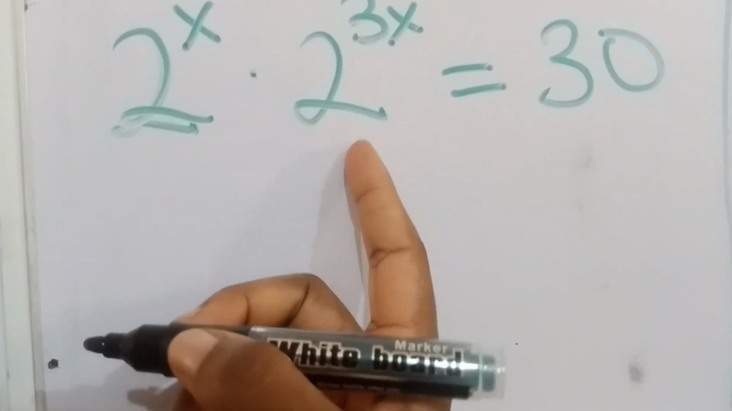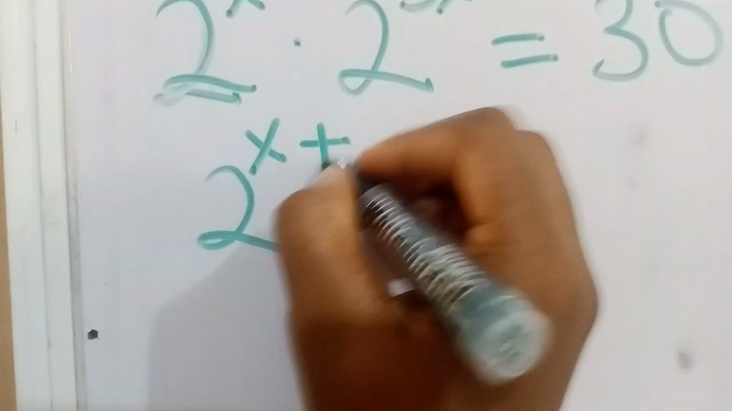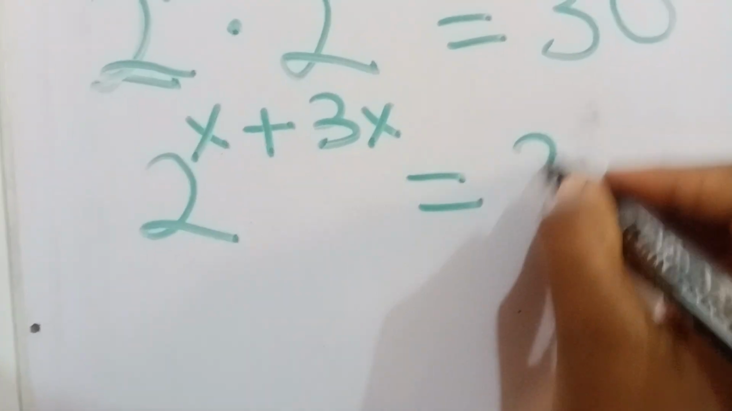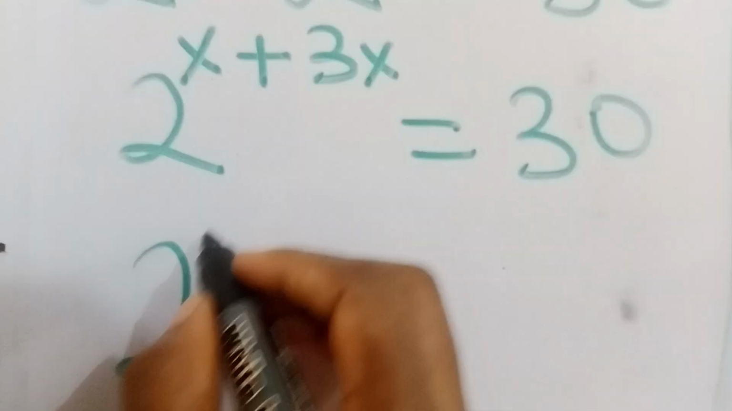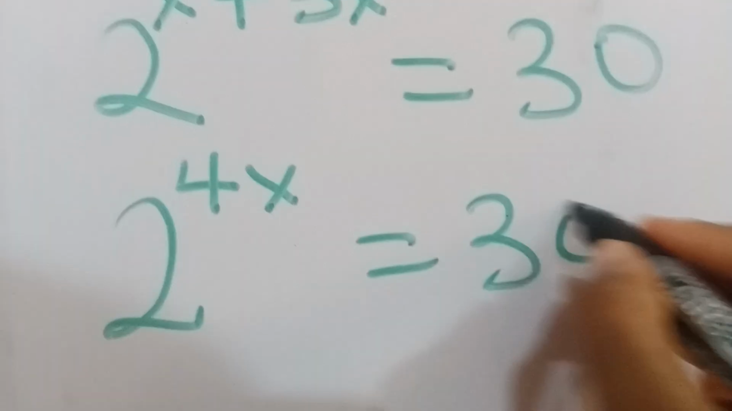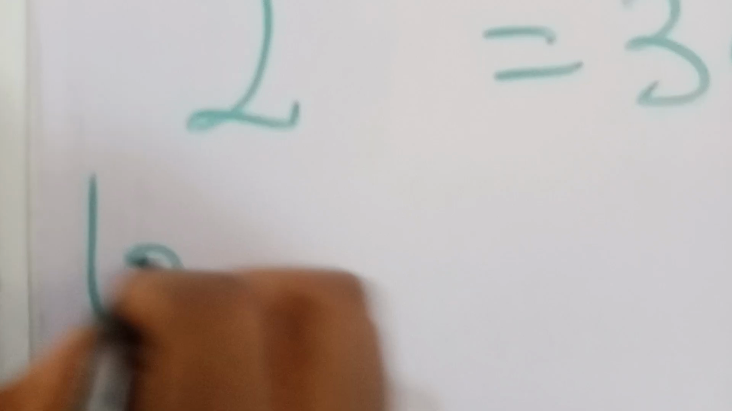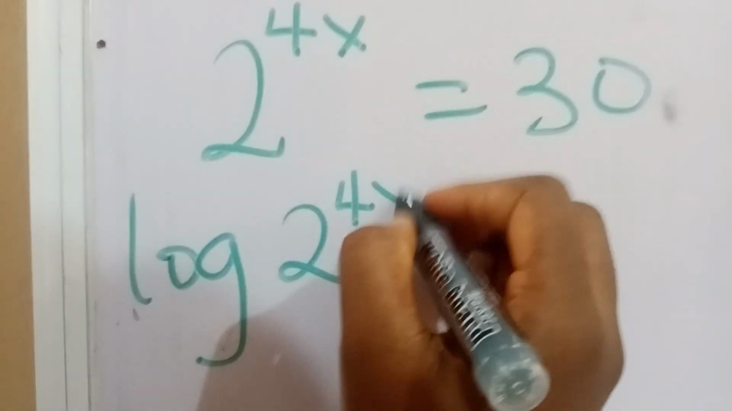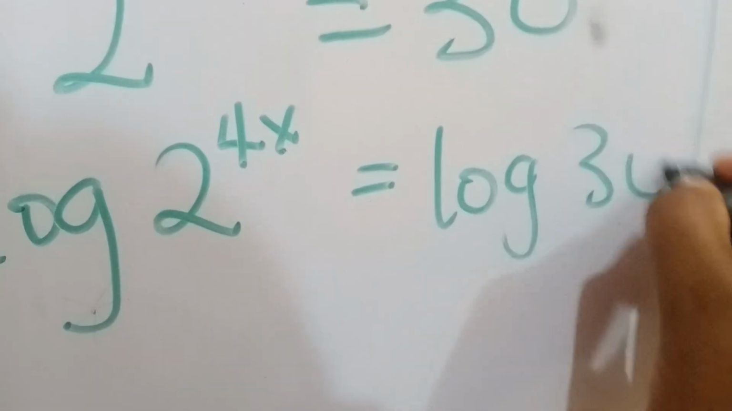Remember the law of indices. Since we have the same base, we're going to pick 1, and we're going to add the powers together, the product rule, remember? Then we're going to add these powers to give us 4x, and that equals 30. We take log of both sides, and we have log 2 to the power of 4x equals log 30.